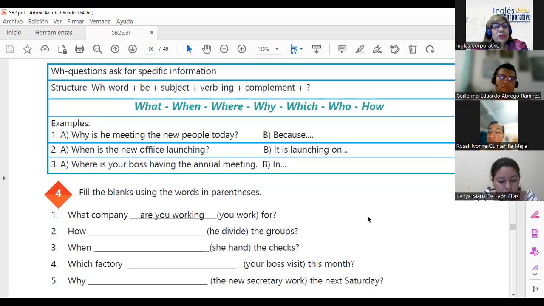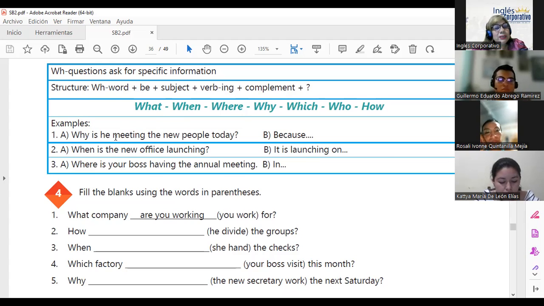Okay, what are the WH questions? The WH questions are the ones that use the words what, when, where, why, which, who, and how. We already studied it with the two activities that we did, and you played it on the site whose link I sent in the WhatsApp. And the structure is WH question word, the verb to be as an auxiliary, the subject, the verb with ing and the complement.